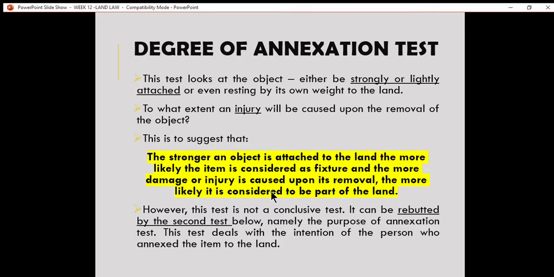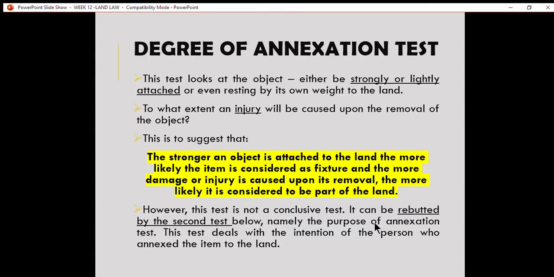Okay, so on the degree of annexation test, we need to look into the degree of the annexation, how strongly the object is attached to the land. For example, a modern house. To what extent is the house attached to the land? Obviously, the answer is yes, it is strongly attached. Then, this test is not a conclusive test, meaning that this test alone is not sufficient and it can be rebutted by the second test.